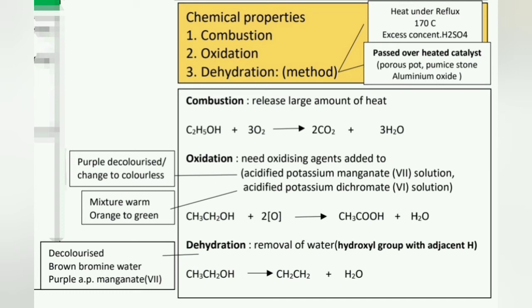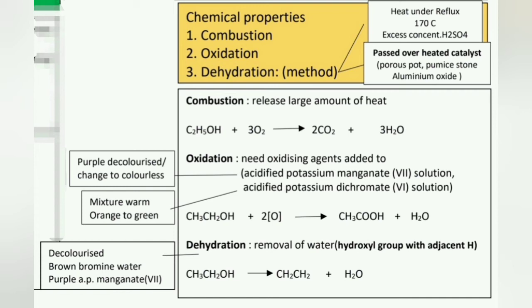Number 3, dehydration of alcohol. Dehydration involves the removal of water from a compound. In the dehydration of alcohol, a molecule of water is eliminated from each alcohol molecule. The alcohol molecule is changed into an alkene molecule. This reaction can be used to make alkenes from alcohol. Alcohol loses water to form alkene.